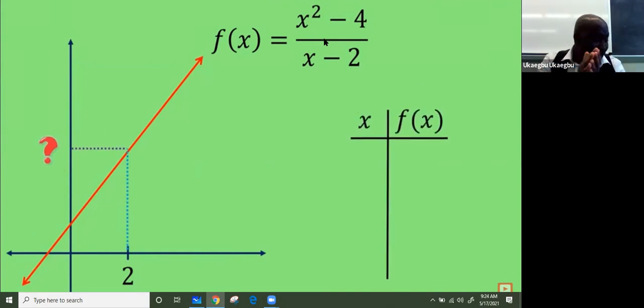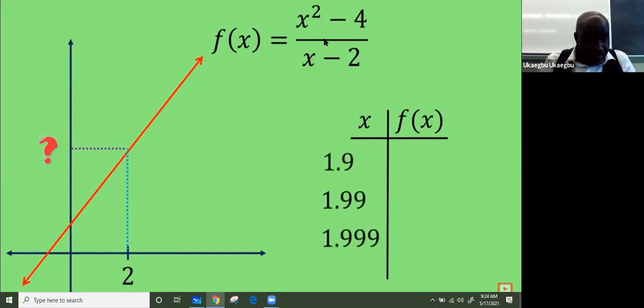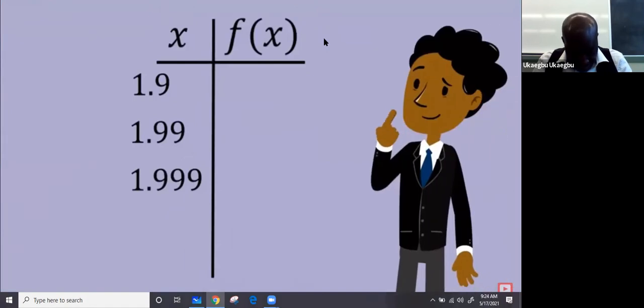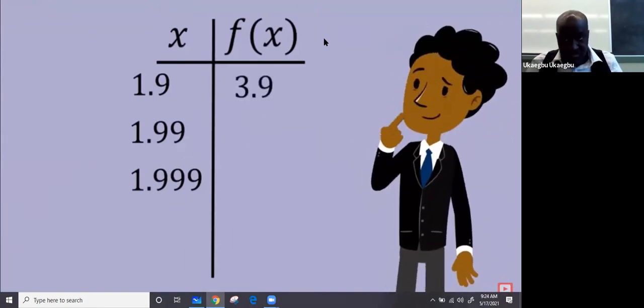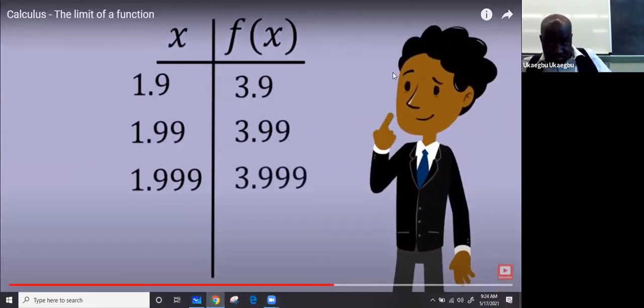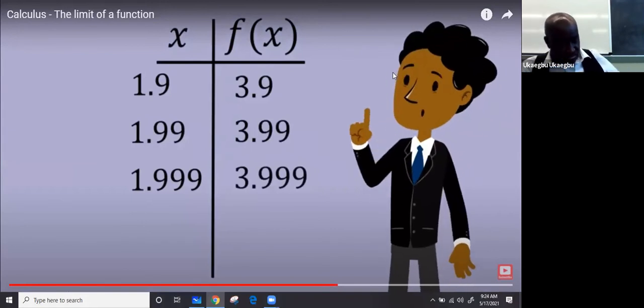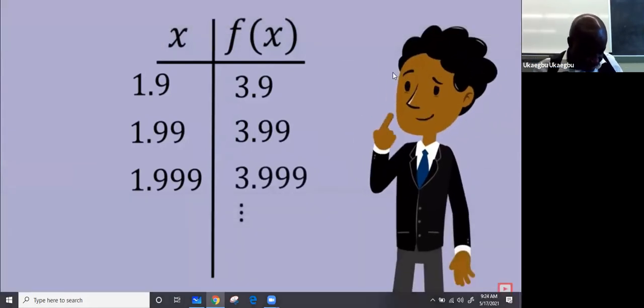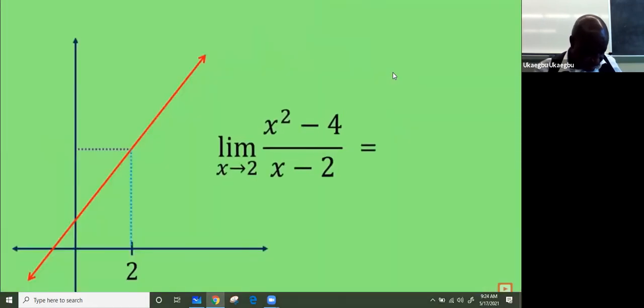Let's go ahead and choose some inputs like 1.9, 1.99, and 1.999. When we use these, we get values of 3.9, 3.99, and 3.999. From these, it appears that the function is approaching 4. So again, we say that the limit of the function as x approaches 2 is 4.